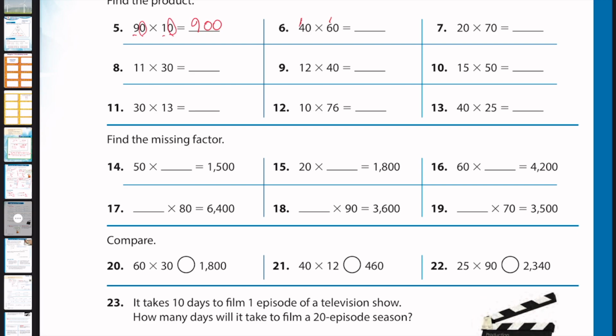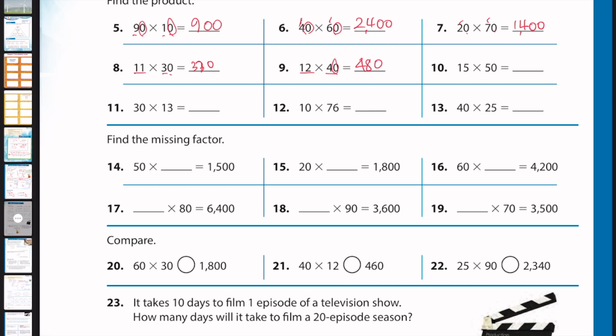All right, so now 4 times 6 is what? 24. And how many zeros? Yep, 2 zeros. 2 times 7, 14. And 2 more zeros. Getting faster, right? And 11 times 3 is what? 33. And how many more zeros? Yep, 1 more zero. All right, and 12 times 4 is 48. And how many zeros? 1 more zero.